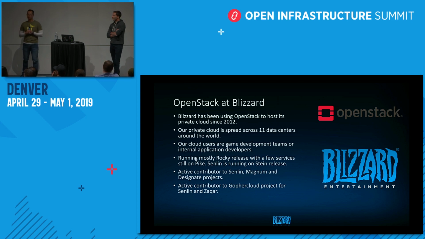Now, OpenStack has had a long history at Blizzard. We've been using OpenStack since 2012, and we are running it across 11 data centers worldwide. And our users of the OpenStack cloud are our internal game development teams and internal application developers. All our OpenStack services are mostly running Rocky release, with a few exceptions still in Pike. And the other exception is that Senlin is running on the most recent Stein release.